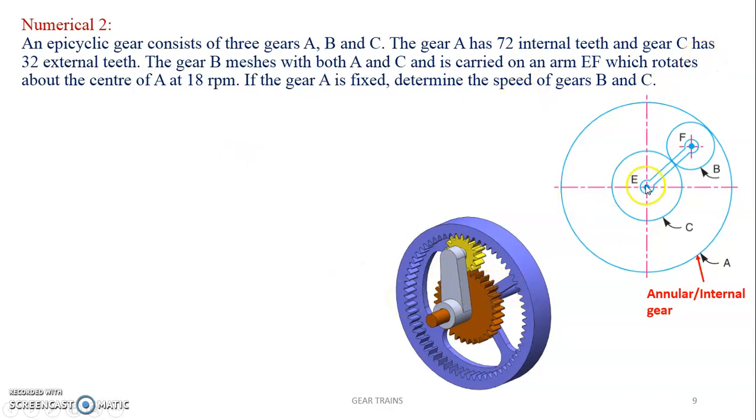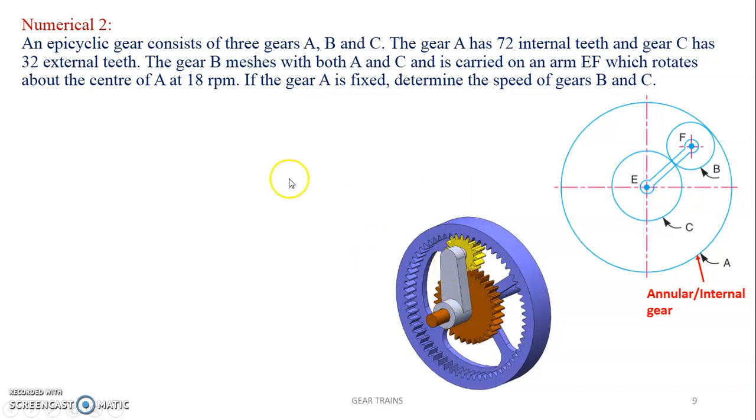Here gear C is the center, which is known as the sun, and gear B is known as the planet. This is just the representation I got. The brown gear is the sun, which is gear C, and the yellow one is the planet, gear B, and it is connected through an arm, EF.